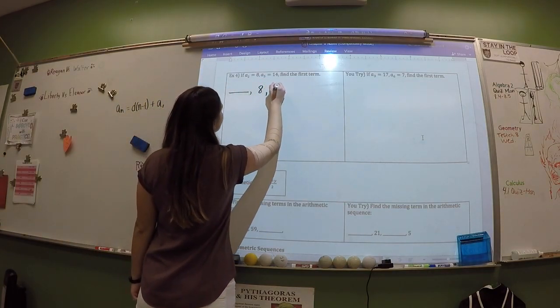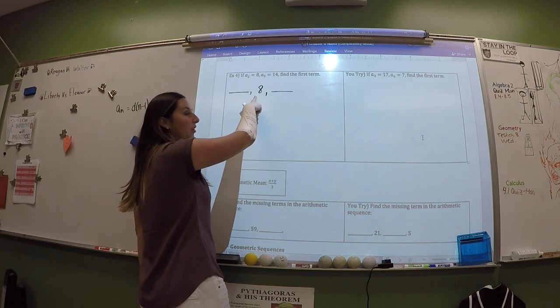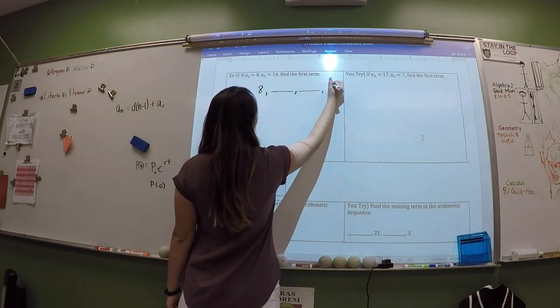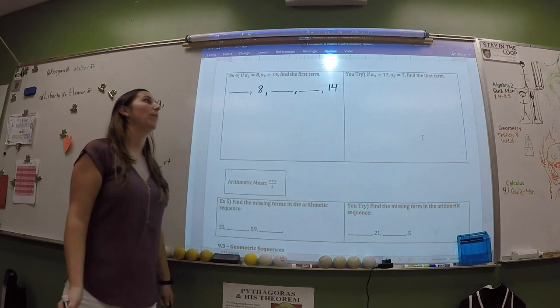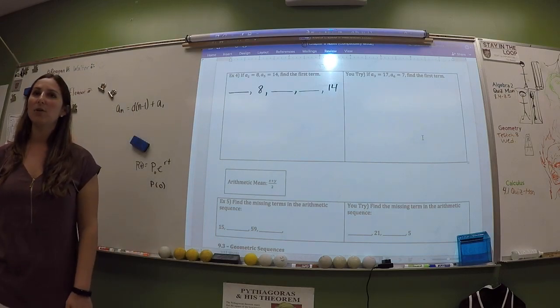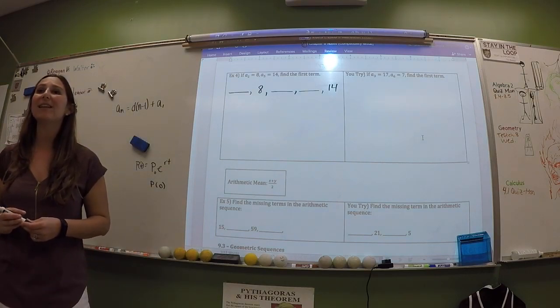This is the second term, third term, not third, my fault, fourth term, and then our fifth term is 14. And we want to know what the first term is. So we're going to use some problem solving skills.